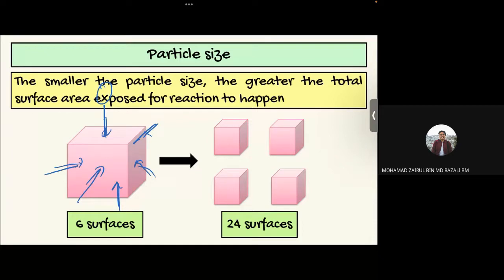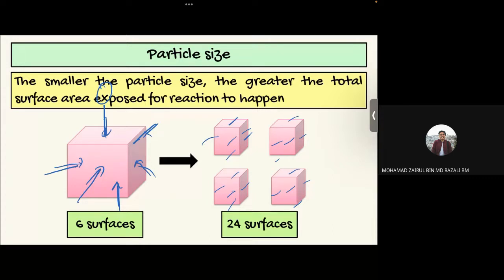Okay, tapi kalau saya ambil cube yang besar ni, saya bahagi kepada 4. Awak akan ada 24 surface. So maknanya lagi banyak surface area for the collision to happen. Okay, so maknanya yang ni reactant boleh langgar sini, sini, sini. Banyak ruang untuk dia collide with each other. So maknanya lagi banyak ruang untuk dia collide with each other, maknanya frekuensi collision tu akan meningkat. Lagi banyak frekuensi collision meningkat, probability of effective collision juga meningkat.